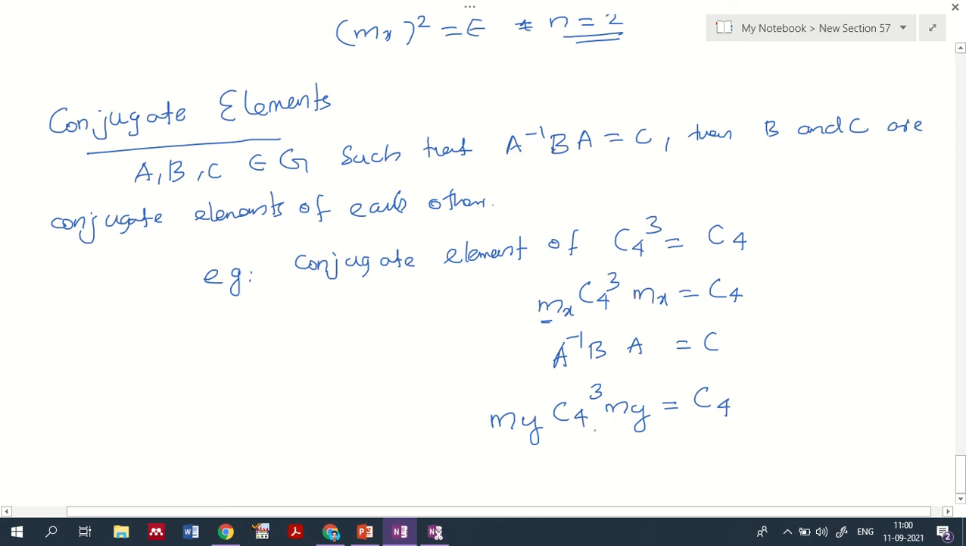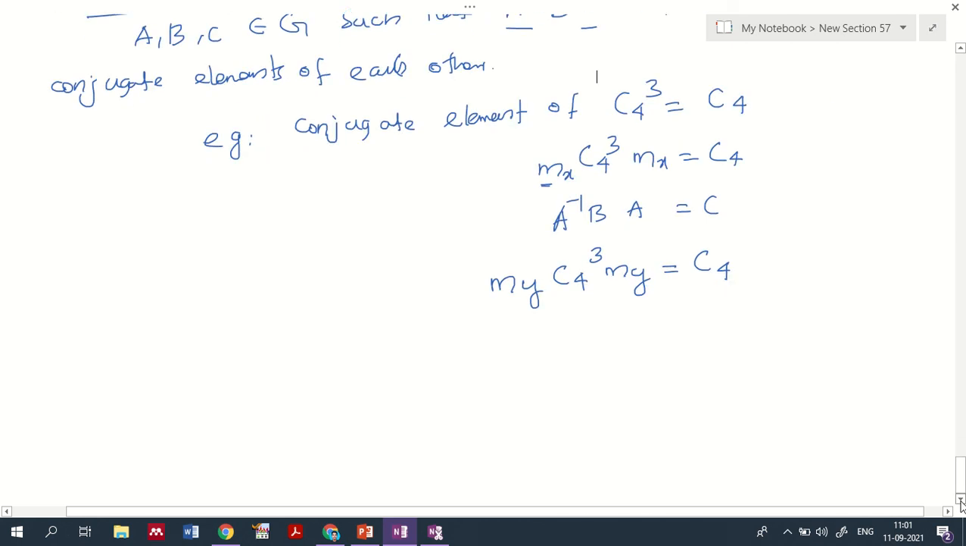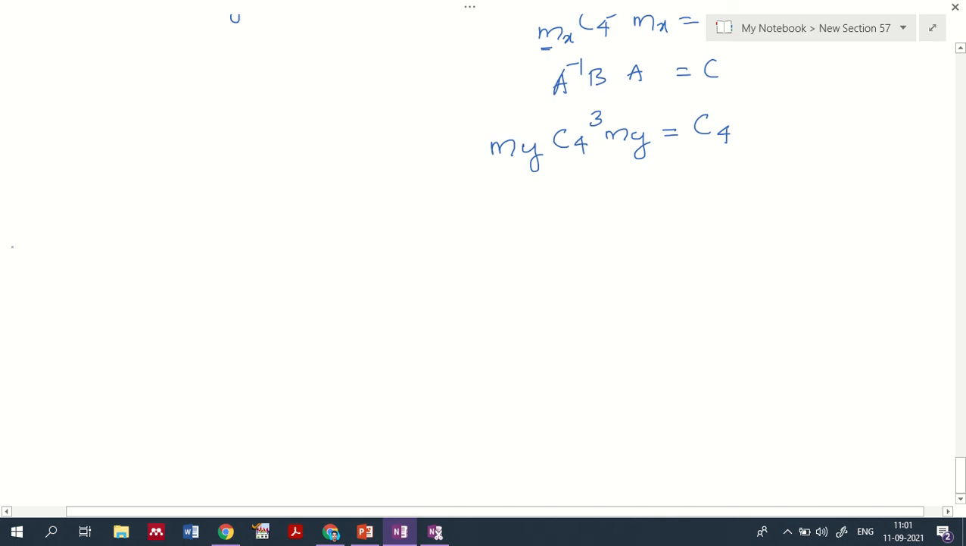So in this case also, whenever you operate, you take a inverse on the left-hand side and a on the right-hand side of the element. When you take a inverse b a and the result is c, then b and c are conjugate to each other. That is why we treat C4³ and C4 as conjugates. Next, what we have to discuss is the class of a group. Note this.